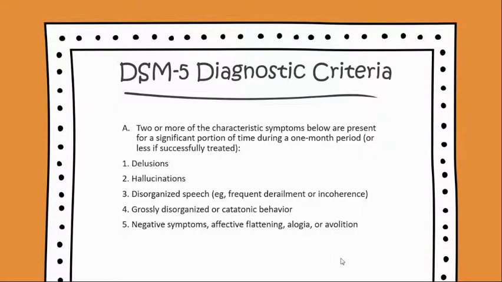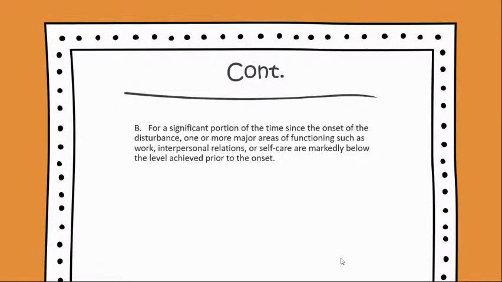Disorganized speech, which are frequent derailment or incoherence. 4. Grossly disorganized or catatonic behavior. Or 5. Negative symptoms: affective flattening, alogia, and avolition. B. For a significant portion of time since the onset of the disturbance, one or more major areas of functioning, such as work, interpersonal relations, or self care, are markedly below the level achieved prior to the onset.